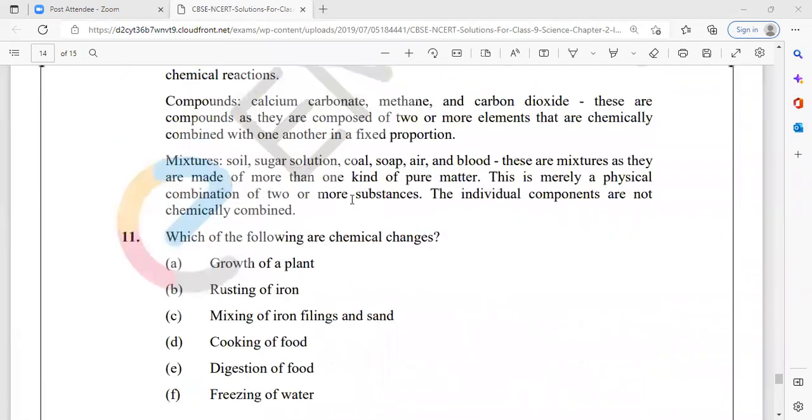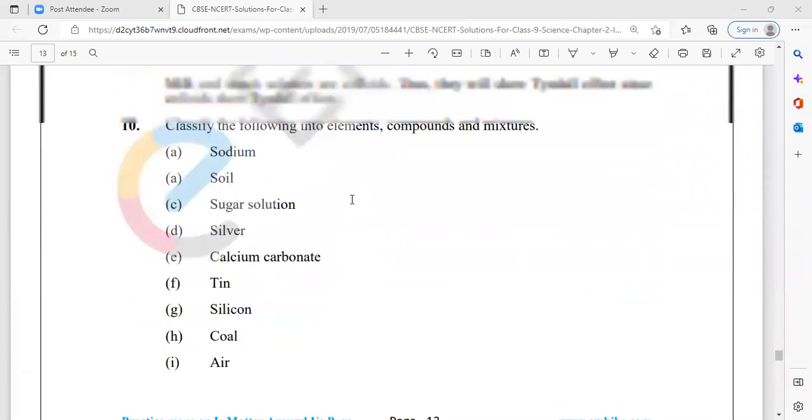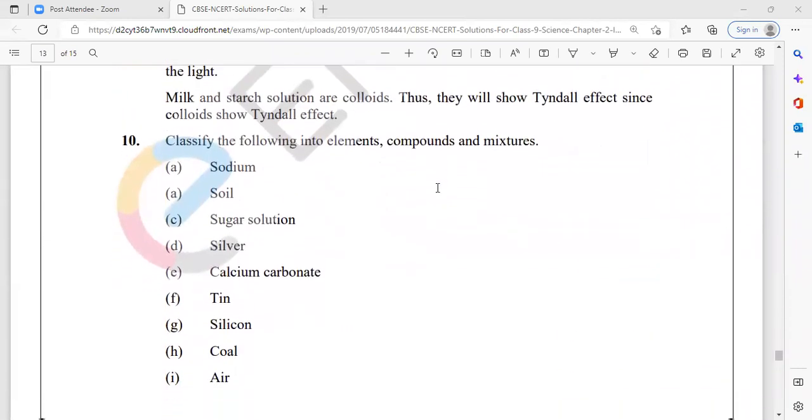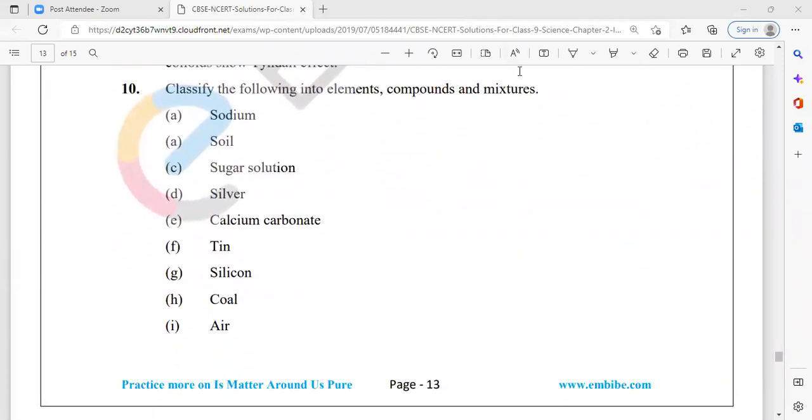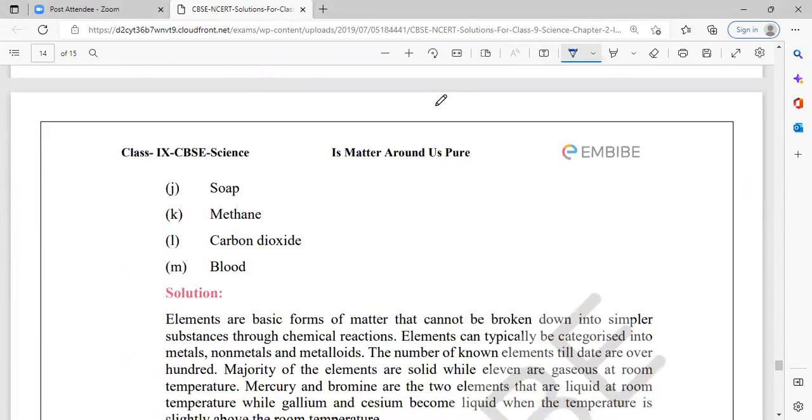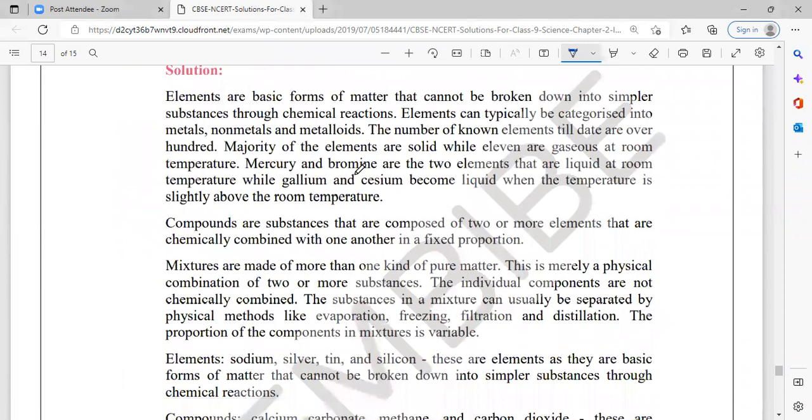Okay. So we have two questions left, I think, from yesterday. I think this one and after that the 11th question, then we are done. So we'll quickly write it down and then we'll start. Classify the following in elements, compound, and mixture. Okay. So over here, what are the elements?